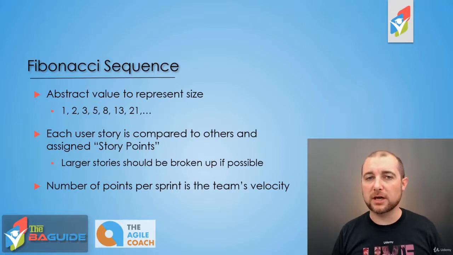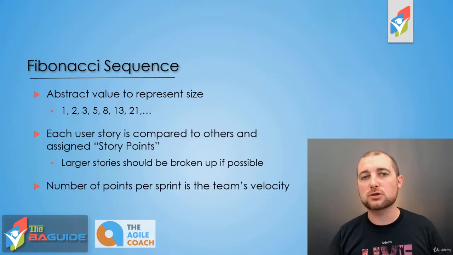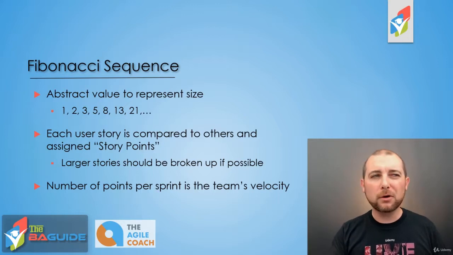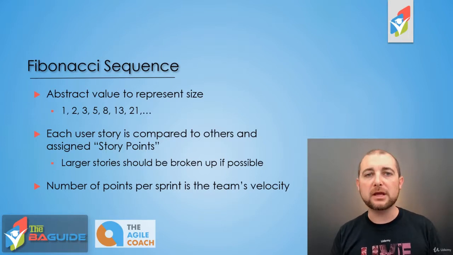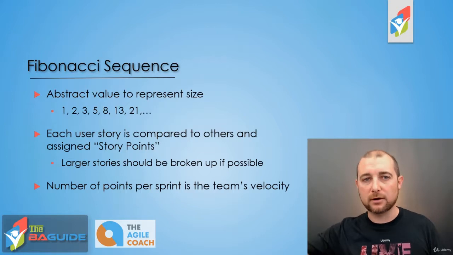The last estimation technique that we're going to talk about is definitely the most complex, and that's the Fibonacci sequence. The Fibonacci sequence uses abstract values or abstract numbers to help put the user stories into buckets. So the sequence goes like this: 1, 2, 3, 5, 8, 13, 21, etc.